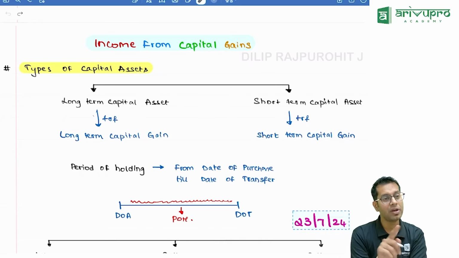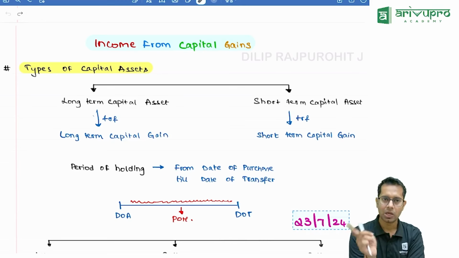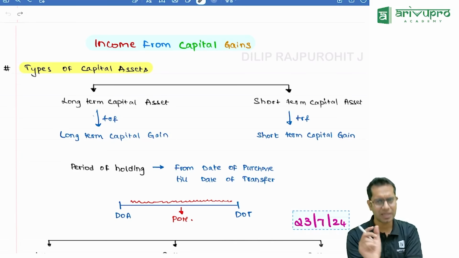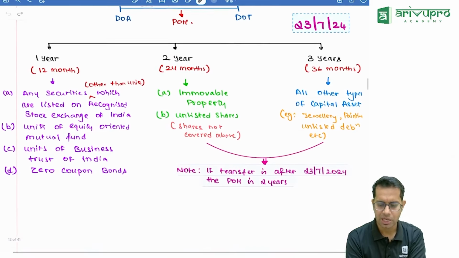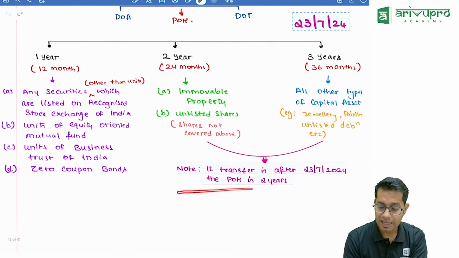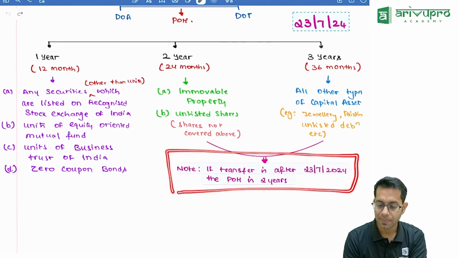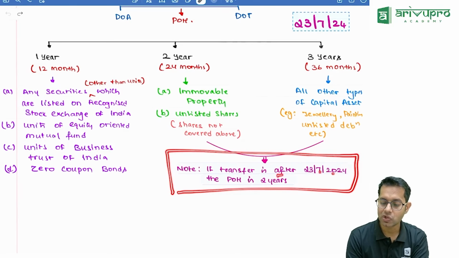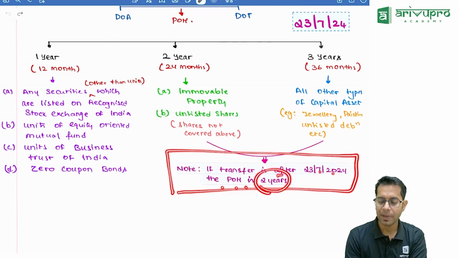Now, if the period of holding is more than 1, 2, or 3 years, it is long-term. If the period of holding is less than 1, 2, 3 years, it is short-term. Now, here there is a small change. What is the change, sir? If any capital asset is transferred after 23rd July 2024, the period of holding which you are going to see is only 2 years. Sir, repeat.